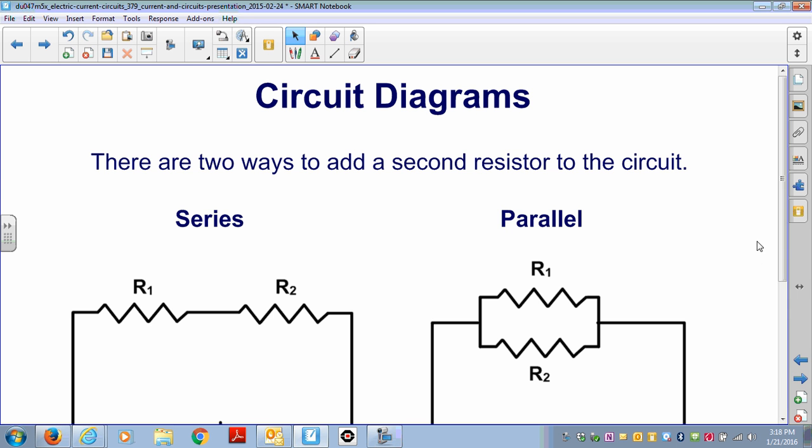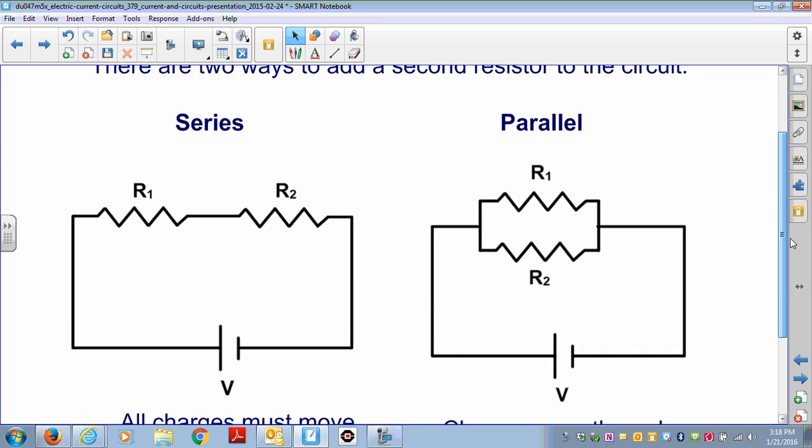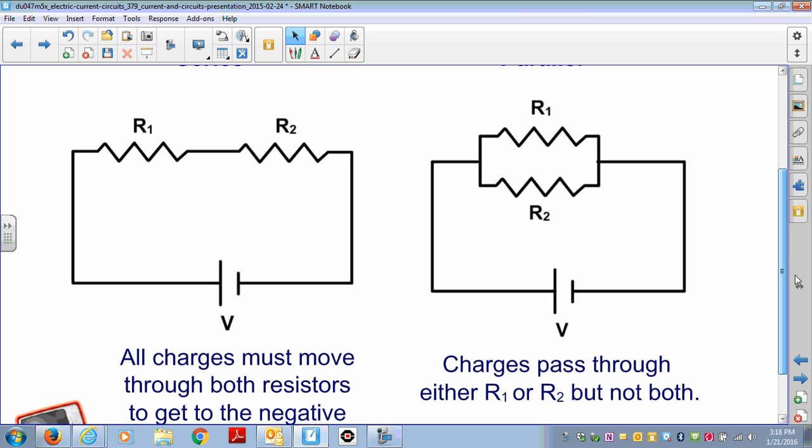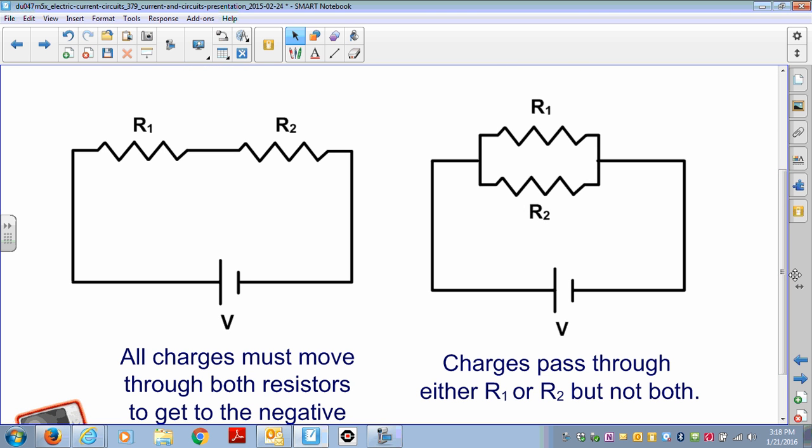There are 2 ways to add a second resistor to the circuit. We can add them in series, where all the charges must move through both resistors to get to the negative terminal, or we have charges that pass through either R1 or R2, but not both, and we call this a parallel circuit. So this one here is series, this one here is parallel.